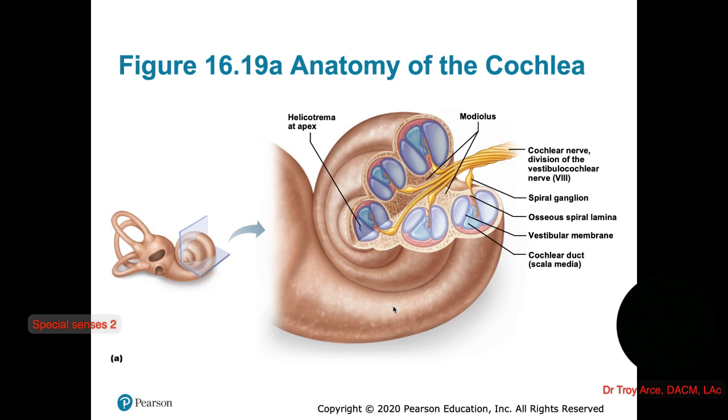So know that the vestibulocochlear nerve gives rise to the cochlear nerve, which reaches into the cochlea. And so there you have it. Although the cochlear nerve is not one of the cranial nerves, it actually is attached to that vestibulocochlear nerve.